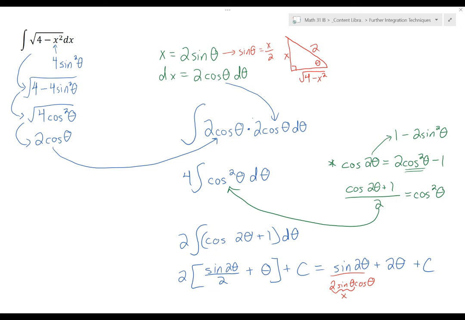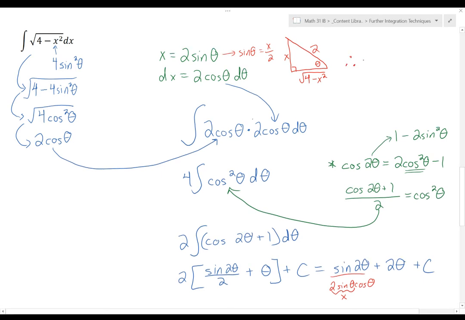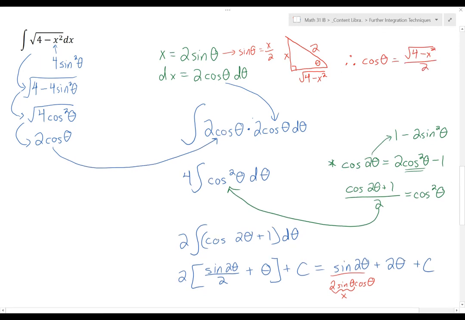So that is a good indication that I'm on the right path, which means that the cosine of theta is the square root of 4 minus x squared over 2. It shouldn't be surprising that that same square root is going to show up in my antiderivative, because when we take a derivative of a square root function, we usually end up with that same square root somewhere in there.